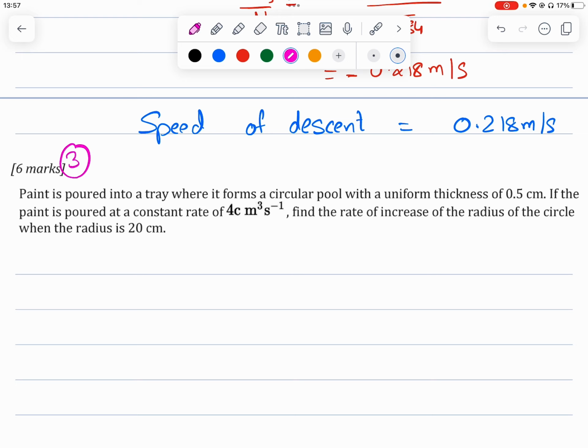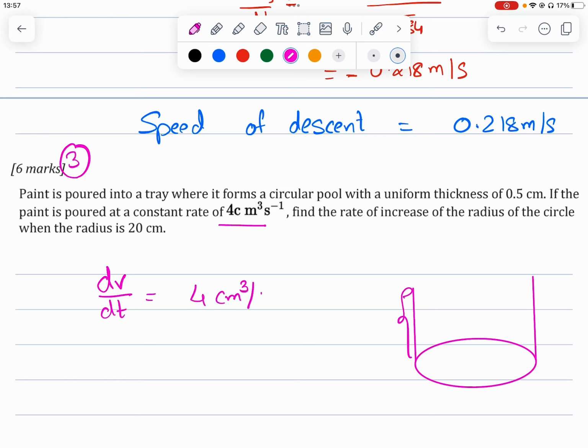Paint is being poured into a tray where it forms a circular pool. So there is a circular pool over here. We are pouring the paint. So obviously it will be taking the shape of a cylinder with a uniform thickness of 0.5. So thickness is 0.5 means the height is going to be 0.5. If the paint is poured at a constant rate of, so volume, we are talking about volume. So dV by dt equals how much? 4 centimeter cube per second.